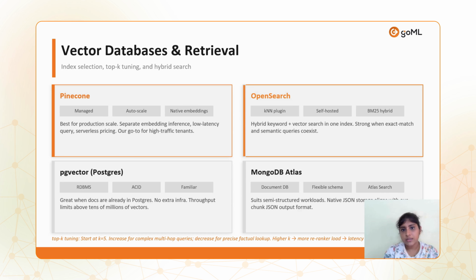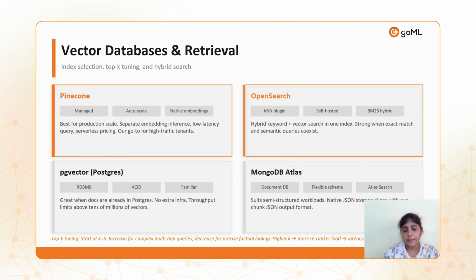So regarding PG vectors, when the document corpus is already in PostgreSQL, then PG vectors can be used so that no additional infrastructure needs to be set up. And MongoDB Atlas is preferred for document native semi-structured workloads. If the chunks are already in JSON and the application already uses MongoDB, the operational simplicity wins.